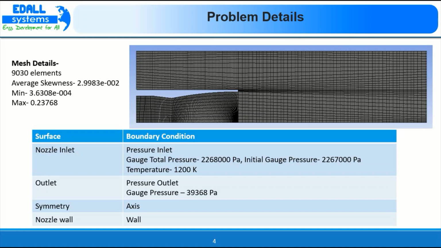To define this kind of problem in ANSYS Fluent, these are the boundary conditions which we'll be using. It will be a very turbulent flow, so we'll be using the k-epsilon realizable model to model the turbulence terms. And we know that temperature is also involved, because such high temperature gases will be expanding from the nozzle. So we'll be using energy equations as well.